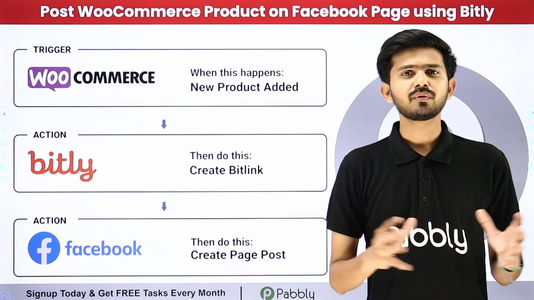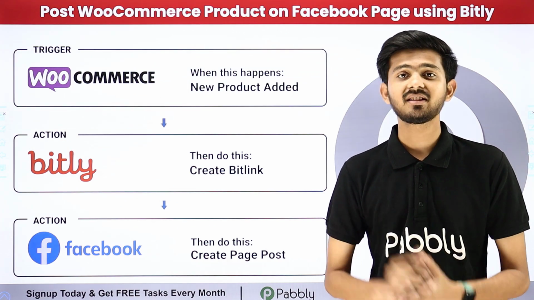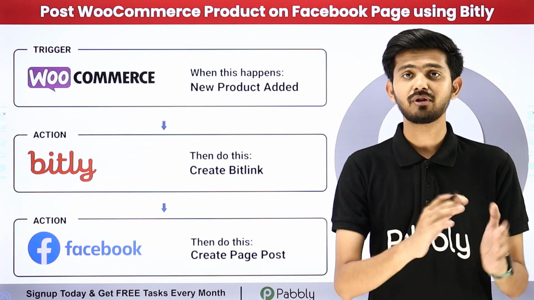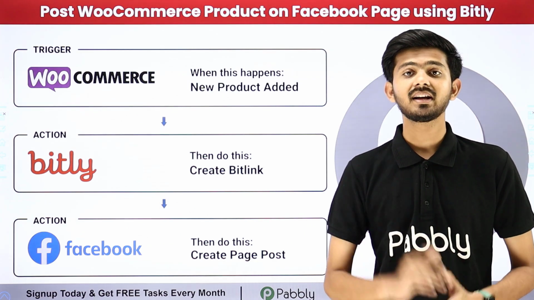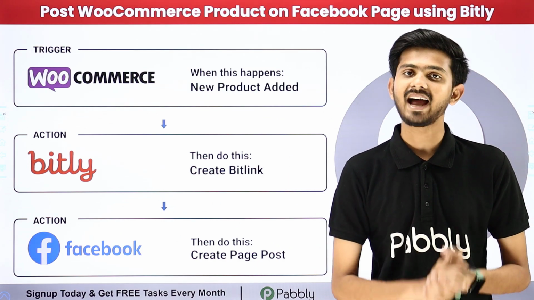Our topic is how to post WooCommerce product on Facebook page using Bitly. So we want to market our WooCommerce product on our social media platform like Facebook page, and for that our objective is that whenever we add a new product in our WooCommerce store, then automatically we are going to first create a bit link for that product, and by using that bit link we are going to create a new post on our Facebook page for that product.